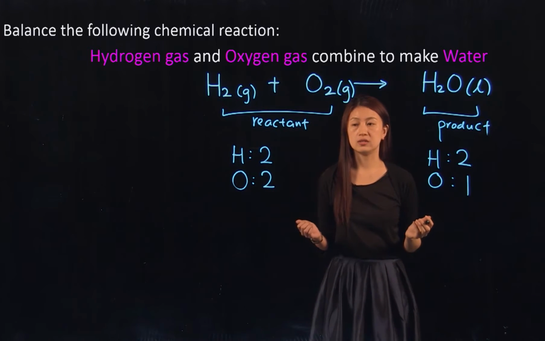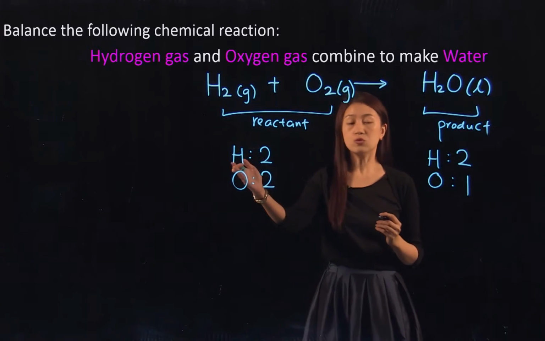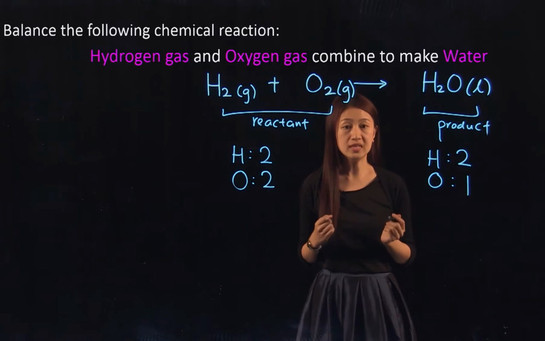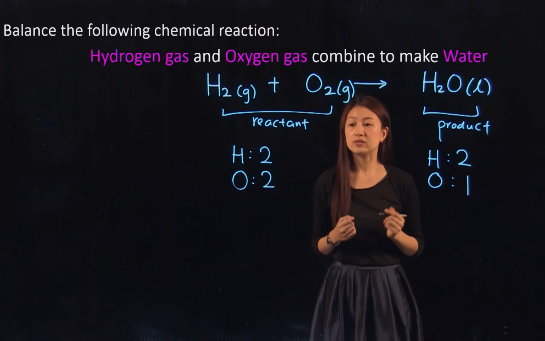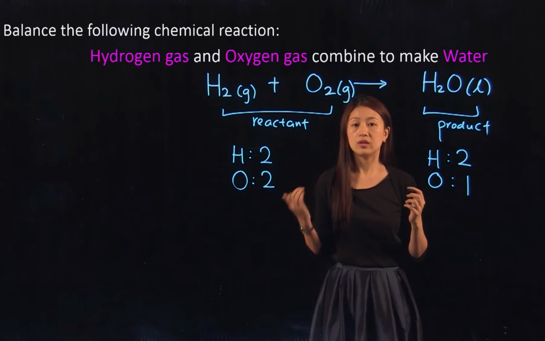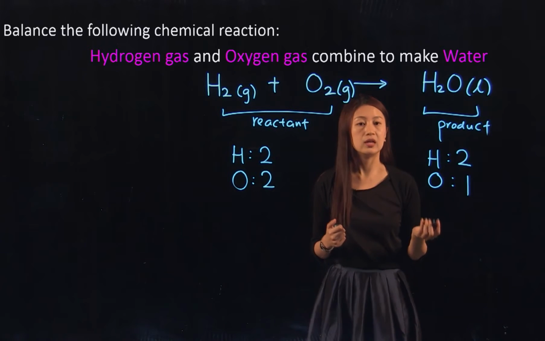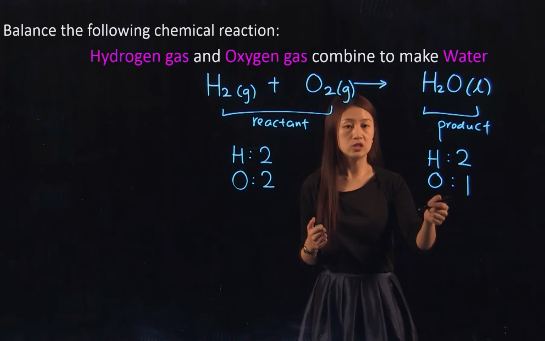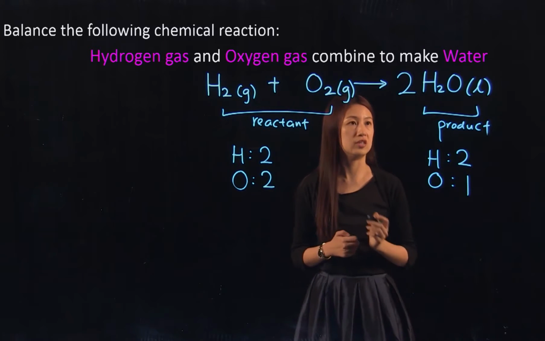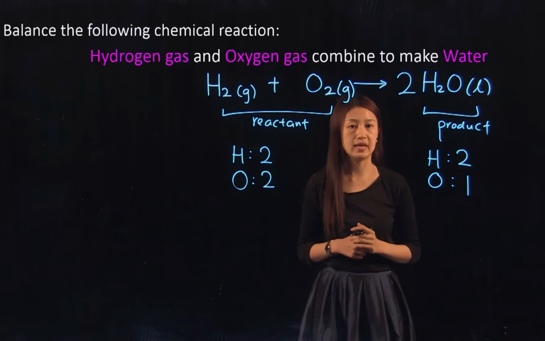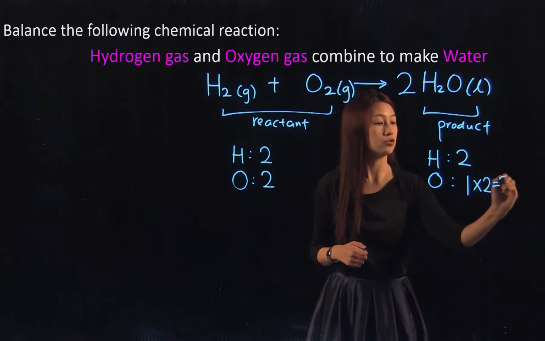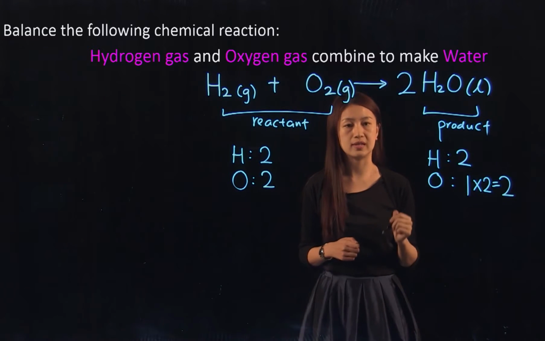Now looking at this equation, we have 2 hydrogen atoms on the reactant side and 2 hydrogen atoms on the product side, which means hydrogen is balanced. The next step is to balance the oxygens on the reactant side and the product side. In order to balance the oxygen atoms, we will have to put a coefficient of 2 in front of the H2O. In this case, we have increased the number of oxygens by 2, and that gives me 2 oxygen atoms on the product side.